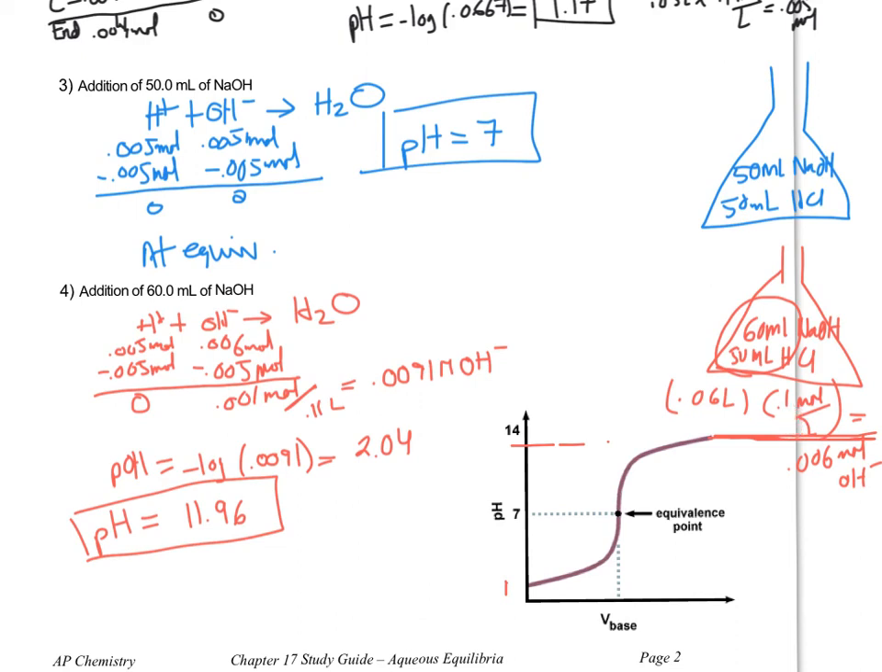So a couple of things to know. If you were to sketch a titration curve, you would want to know what the original pH is. You would want to know what the pH would approach at the very end, which would be the pH of just the base. And then you also want to know what the pH would be at the equivalence point. If you know those three, then you can actually sketch a titration curve, which is kind of a common question on the AP exam.